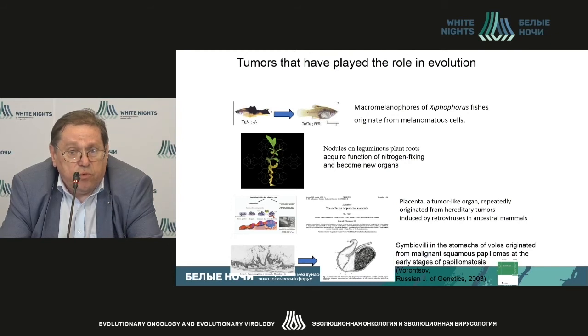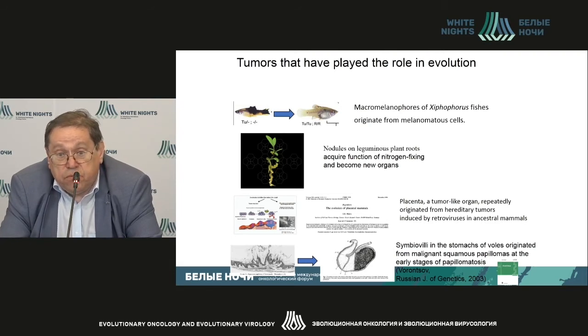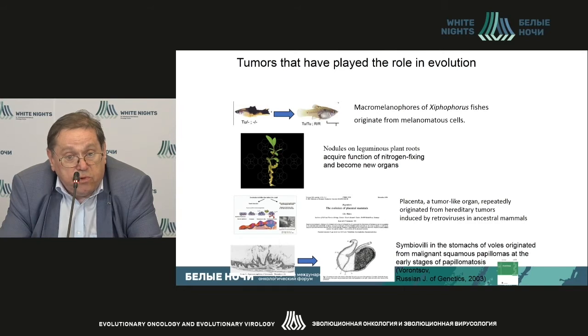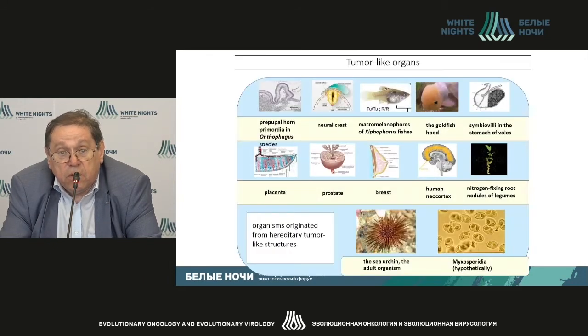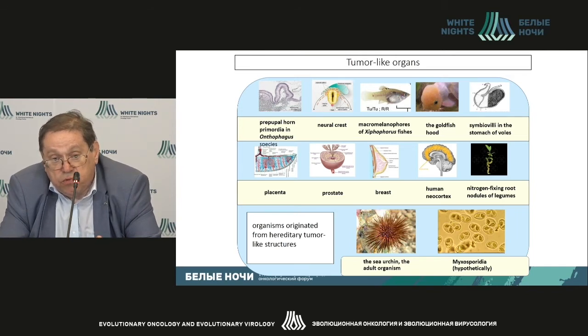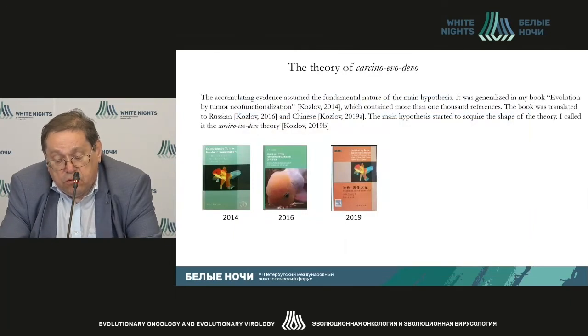It's a ratio between melanomas and micromelanophomas in Xiphophorus fishes. It's the emergence of new organs in plants. It's a placenta, a tumor-like organ that probably emerged from retroviruses in ancestral mammals. There is a great list of tumor-like organs that probably started from tumors. Even the whole organism may be induced from tumors, for example, in other marine species.